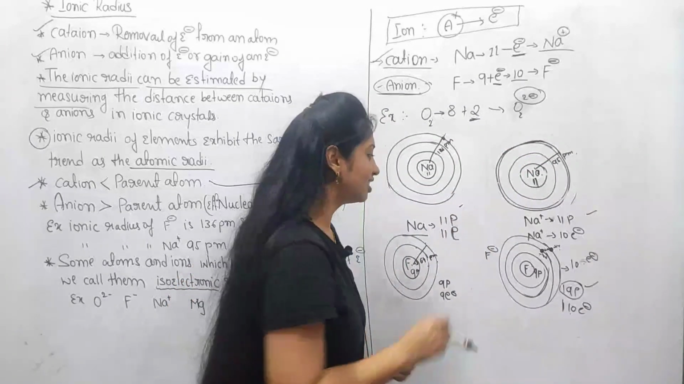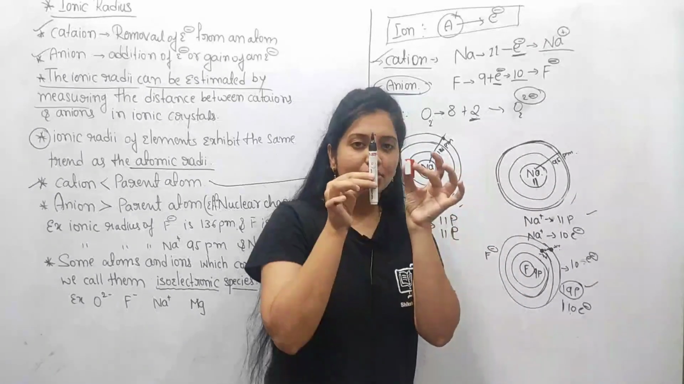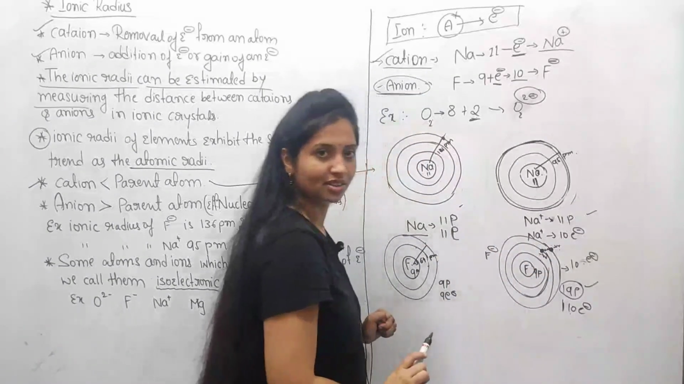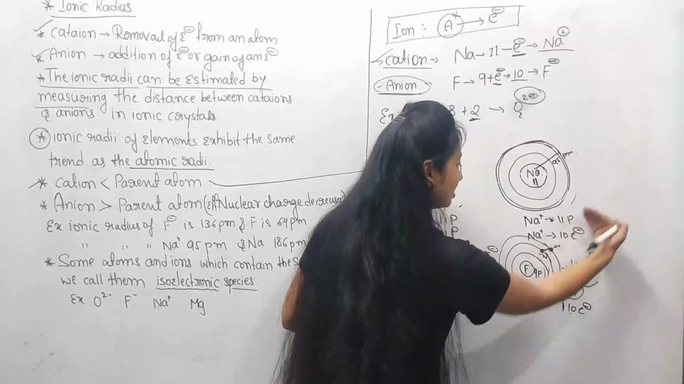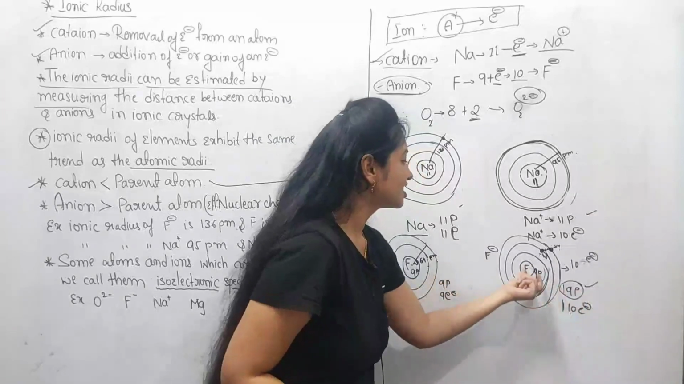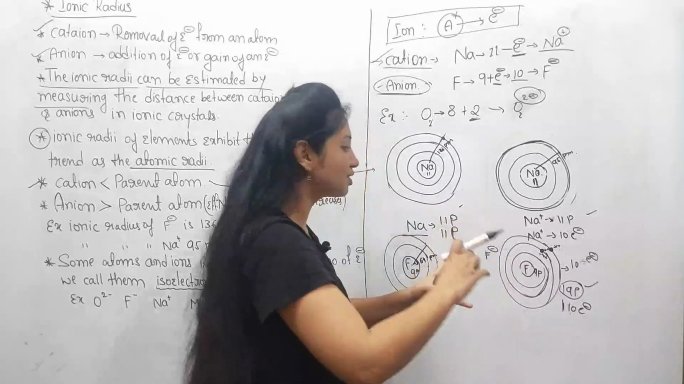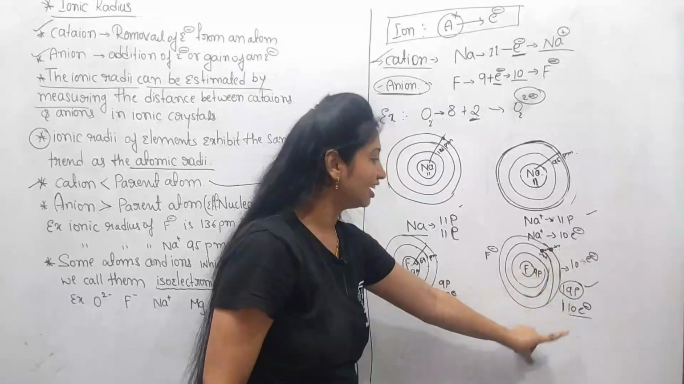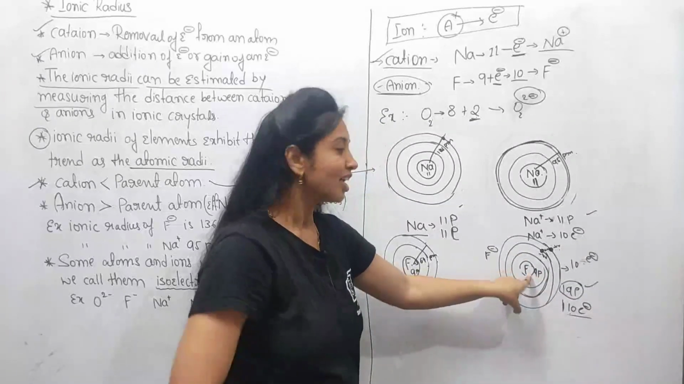Then what happened? The two reasons are there. One, the repulsive force between these electrons, this electron and this electron. So they repel and go away from the nucleus, and the effective nuclear charge decreases here. Only 9 protons are exerting the force of attraction on the 10 electrons. Automatically the nuclear charge effect will be less here.